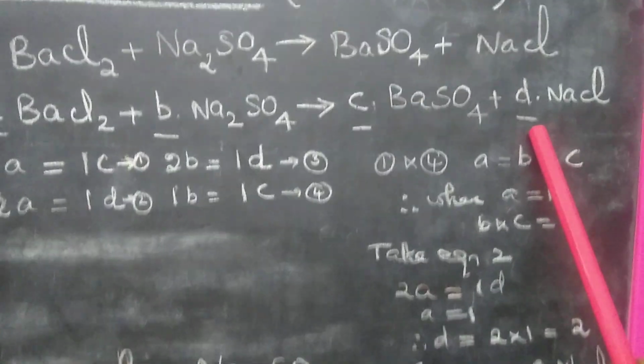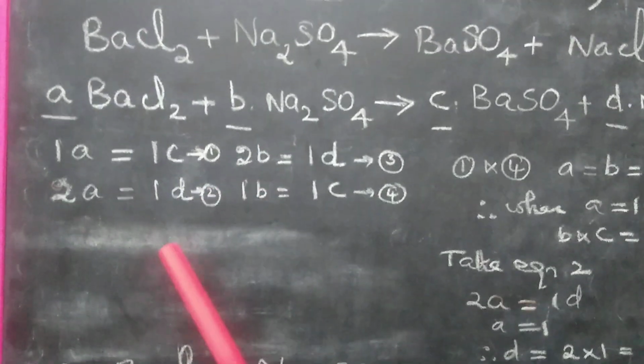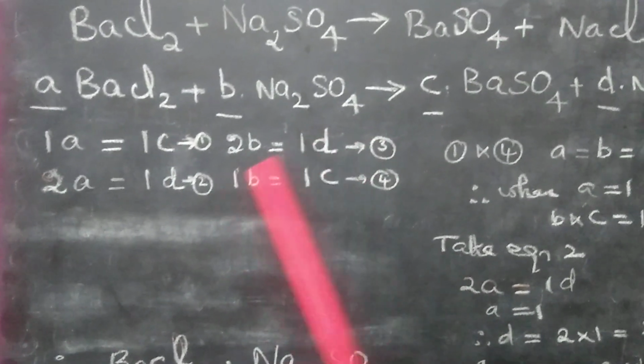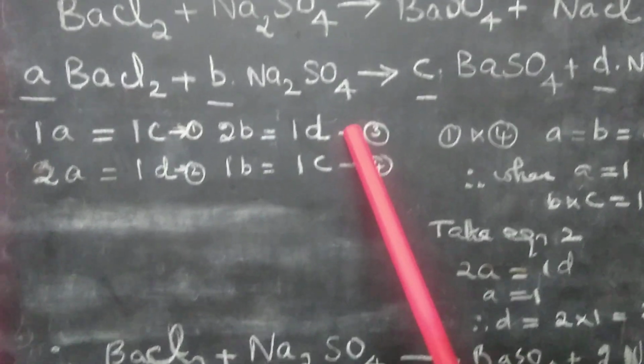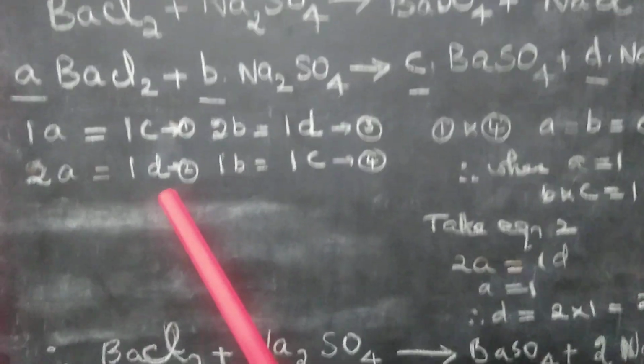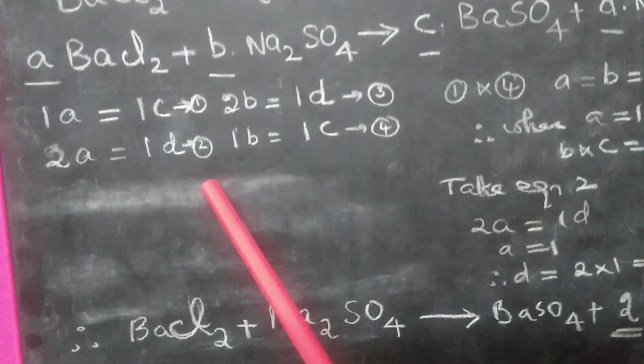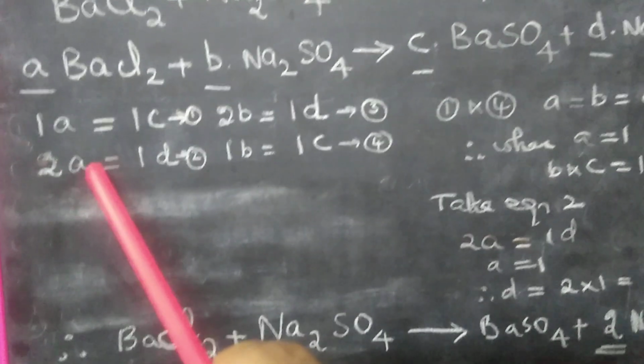Now we need to find out D. Now you take any one of the equations in which D is present. So the second equation and third equation have D in them. Am I right? So second and third equation, they have D in them. Therefore, we can get D. So let us take this equation.